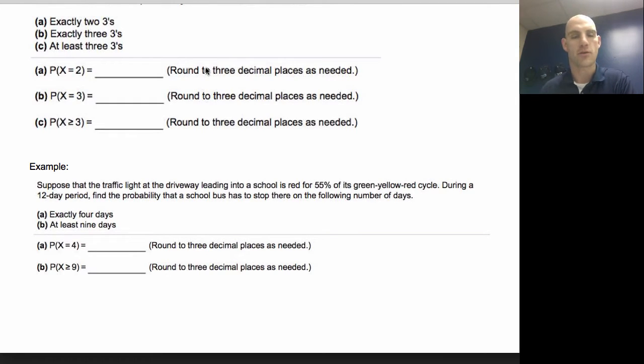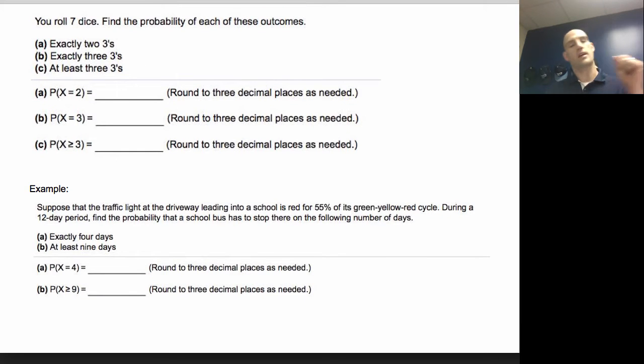Probability models that we've been looking at a little bit in class. And I'm going to wrap up these last two questions by taking you through exactly what it's going to take to solve them. So in this one, we're rolling 7 dice simultaneously, and we're going to find the probability of these outcomes. Exactly 2 threes.